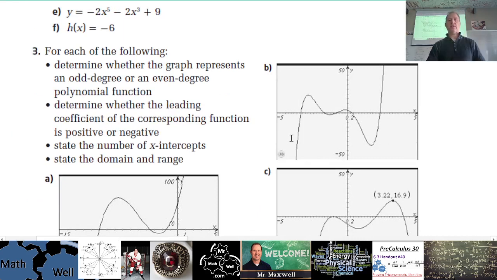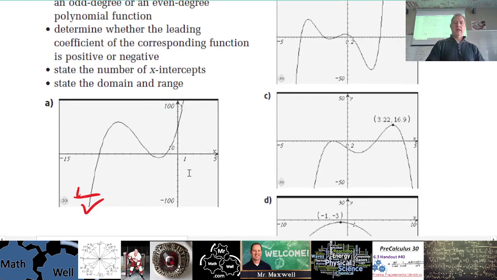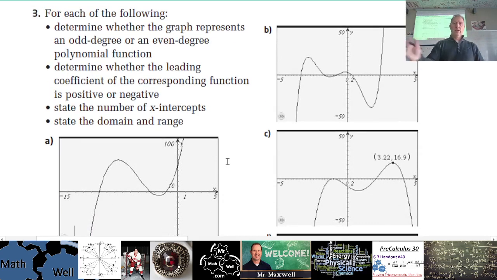For each of the following, determine whether the graph represents an odd degree or even degree polynomial function. Determine whether the leading coefficient is positive or negative. State the number of x-intercepts and the domain and range. Okay, let's just take this one at a time. So for A here, is this an odd degree or even degree? We'll just finish here in one more minute. Okay, now the end behavior is like this. So when it spans like this, it's going to be odd. So this is odd degree.